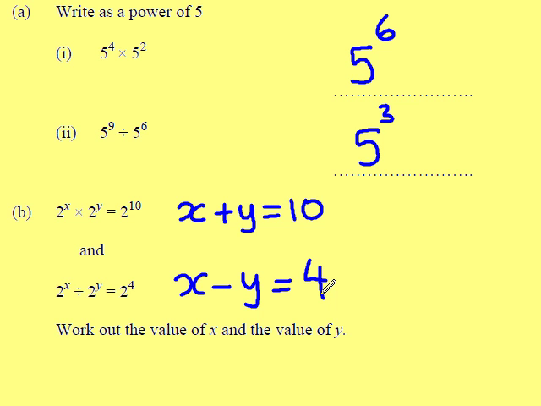Now you could use trial and improvement for this. So x and y have to be whole numbers. When I add them I get 10, and when I take them away I get 4. The only pair of numbers that would work would be when x is 7 and y is 3, because 7 plus 3 is 10 and 7 take away 3 is 4.